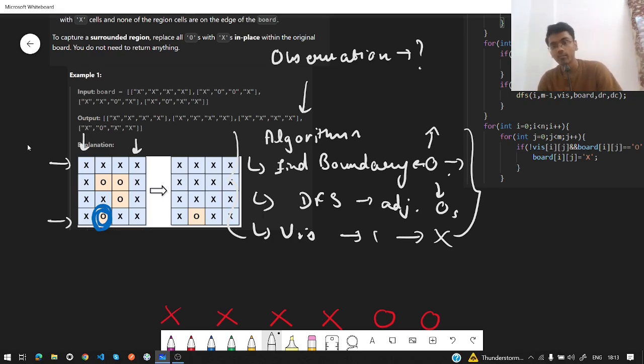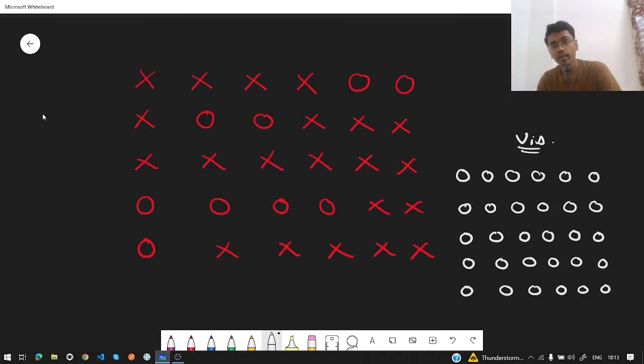So let us dry run first. This is the example which I have taken by myself. This is not present in the test cases of LeetCode, but this will help us understand the question and algorithm in a better way. So let us start with the dry run now. We need to iterate on all the four boundaries. So first we will start with the first row, and we will find the boundary zeros.